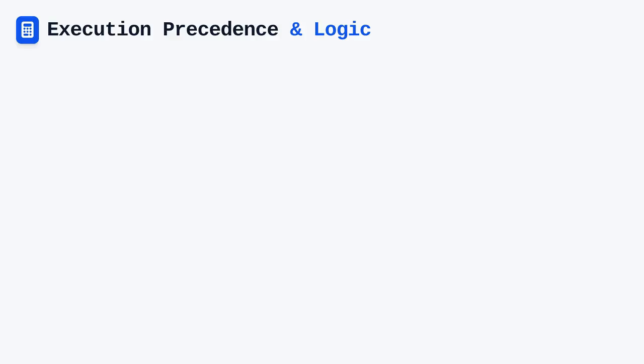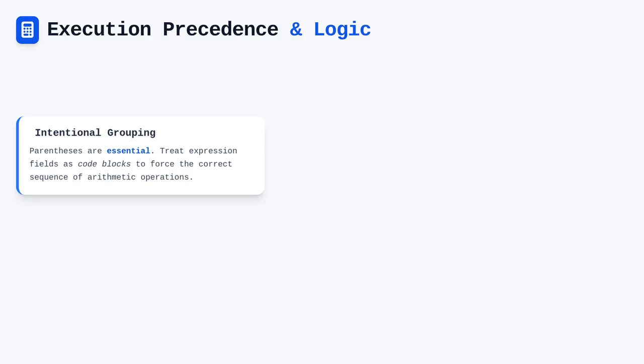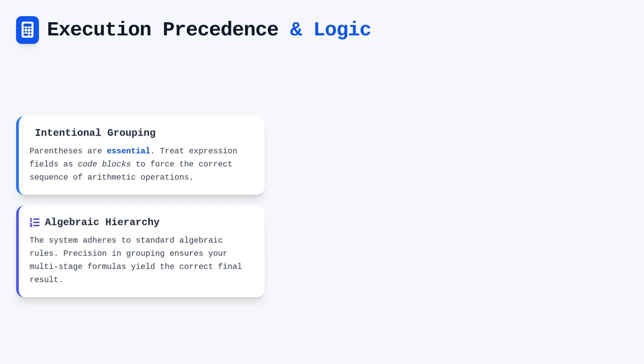Mathematical complexity inevitably requires a robust approach to execution precedence and logic. When you construct multi-stage analytical formulas, the system processes your equation based on standard algebraic rules, but you must be intentional about how you group these operations. Using parentheses within your expression field is not merely good practice. It is essential to ensure that your addition, subtraction, multiplication, and division operations occur in the intended sequence.